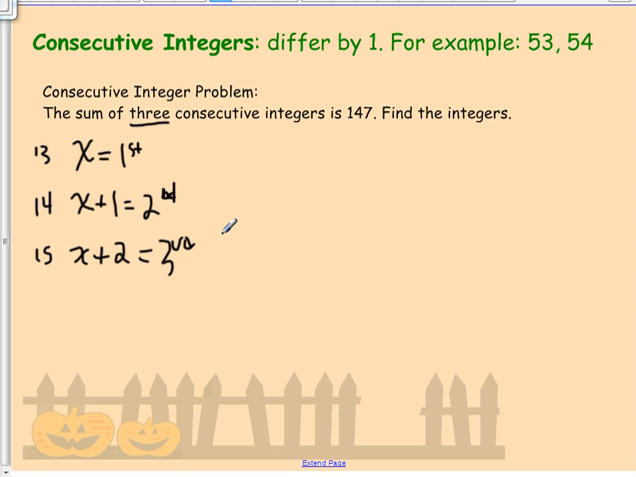So we're then talking about the sum, which means addition. So we're going to say, okay, we have x plus, well, my next integer is going to be x plus 1. And my third integer is going to be x plus 2. And all of those added up is going to be 147.